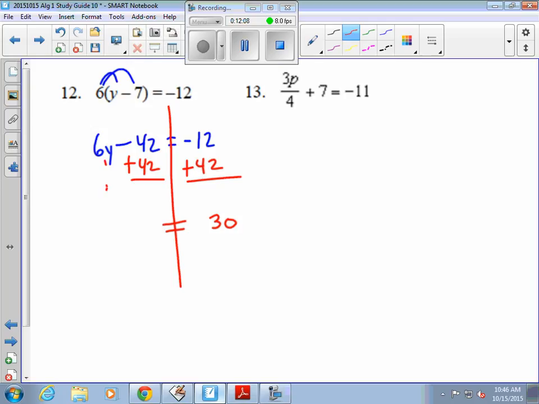We still have 6y on this side. Undo 6 times y by dividing by 6. If you do it to the left, do it to the right. Y is equal to 5.